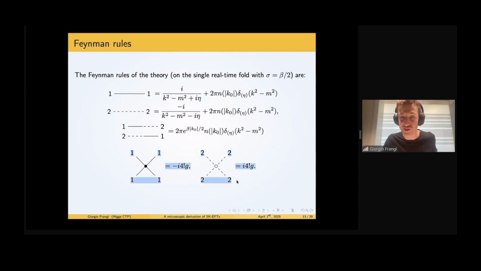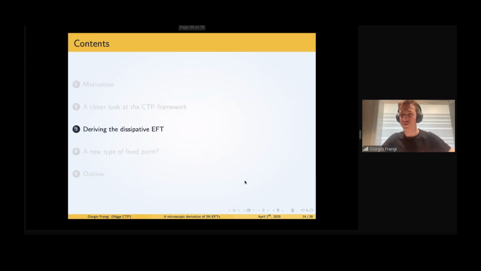the vertices are actually correlating just fields of the same type. And this means that these are local interactions. Okay, so this is a good moment to stop. If you have any questions, I'm going to drink some water. Otherwise, I'm going to keep going.